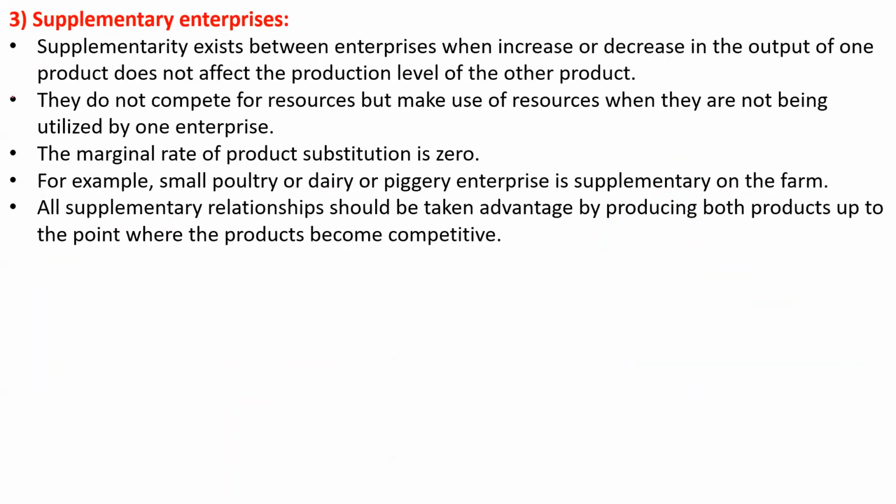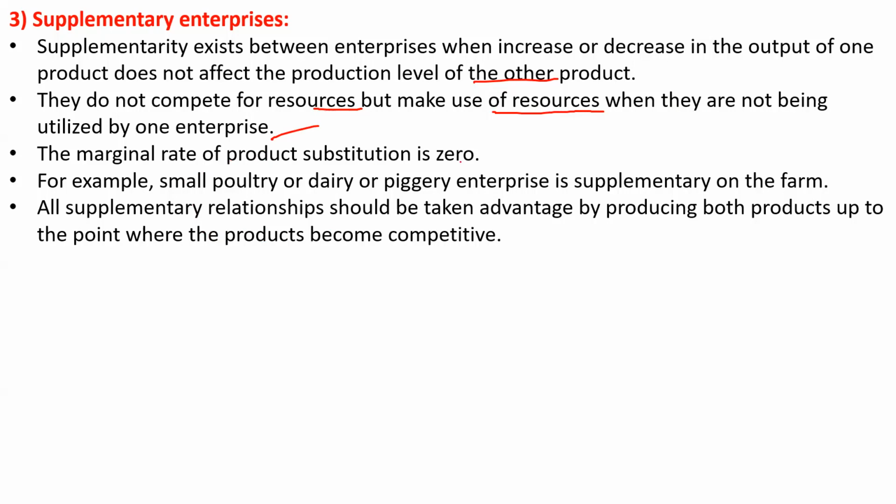Next, we have the supplementary enterprise. Supplementary exists between the enterprise when increase or decrease in output of one product does not affect the production level of other products. एक दो products independent है, तो उसे हम supplementary enterprise कहते हैं. They do not compete for resources, but make the use of resources when they are not being utilized by other enterprises. ये दो compete नहीं करते resources के लिए, लेकिन जब एक product resource को utilize नहीं कर रहा है, तो दूसरा product को input utilize करेगा.